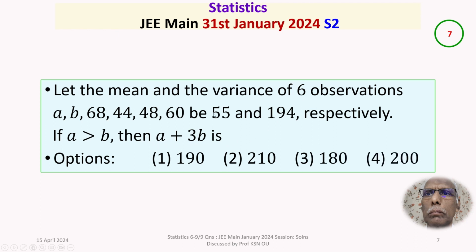So we are given 6 observations, in which A and B are the unknowns, and the mean of these 6 observations is given to be 55, and the variance of these 6 observations is 194, where A is greater than B. Then find the value of A plus 3B.